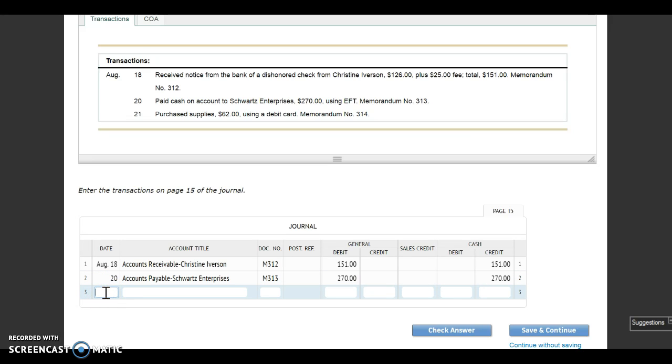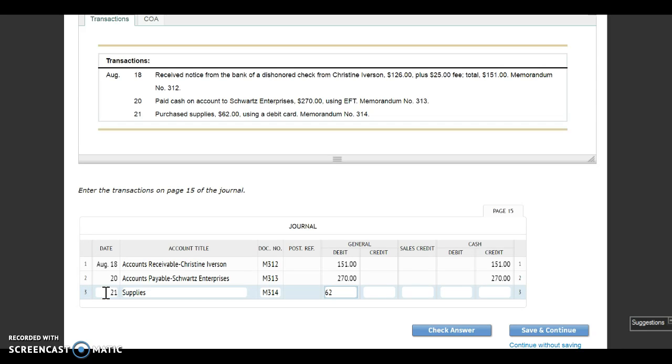August 21st. I'm going to put in the 21st. It says I purchased supplies, $62, using a debit card. Now, we should know whenever it says purchase supplies, that means my supplies are going to increase. They increase with a debit. So I'm going to debit supplies for $62. I'm going to put in memorandum 314, debit that for $62.